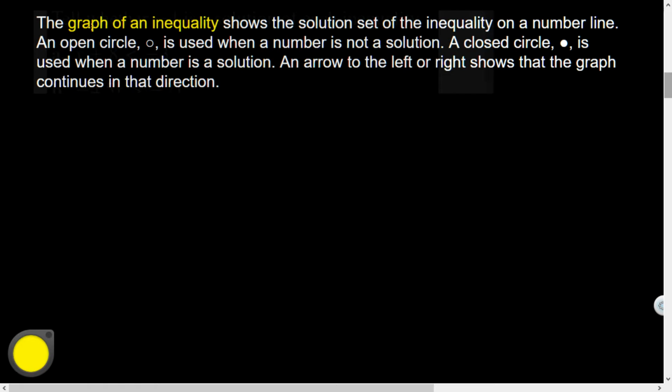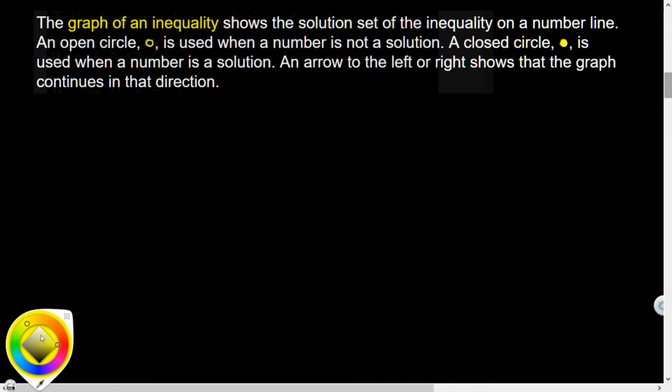So the graph of an inequality shows the solution rather than describing it with an expression or relation between two expressions on a number line. An open circle is used when a number is not a solution. A closed circle is used when a number is a solution. An arrow to the left or right shows that it continues in that direction.